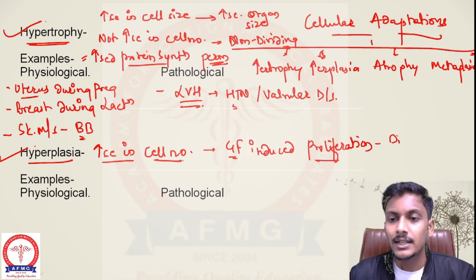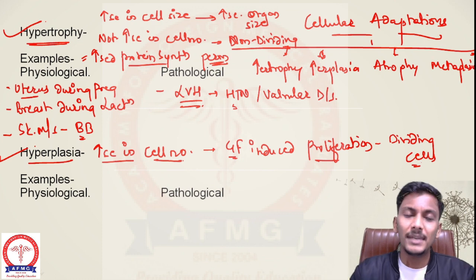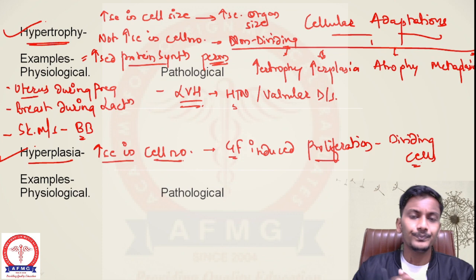It is possible in dividing cells. So please remember, hyperplasia occurs in dividing cells, the mechanism being growth factor induced proliferation. Okay, so now let's see the examples.